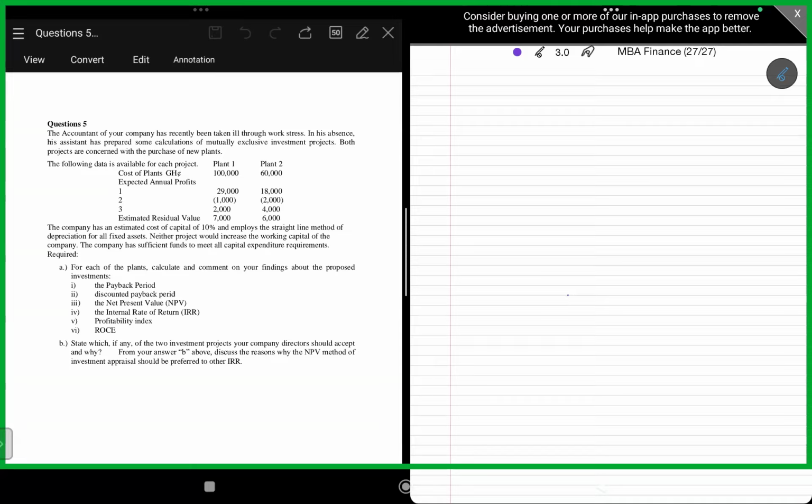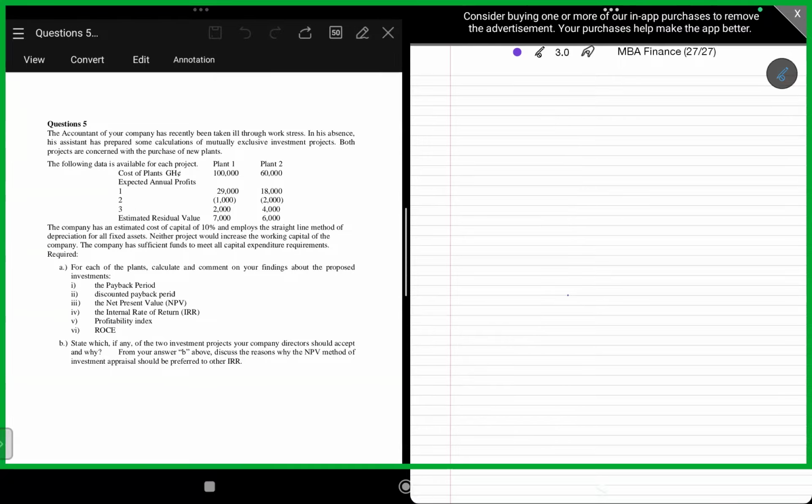B, state which, if any, of the two investment projects your company directors should accept and why. From your answer to B above, discuss the reason why the NPV method of investment appraisal should be preferred to other methods such as IRR. End of question.